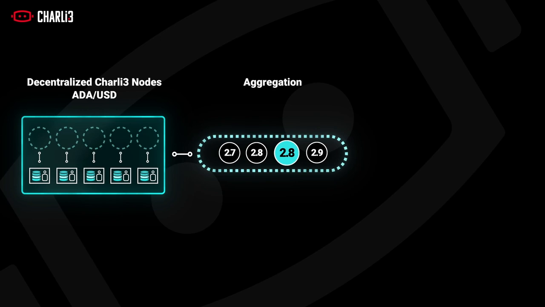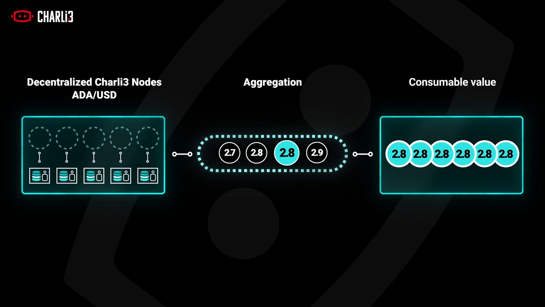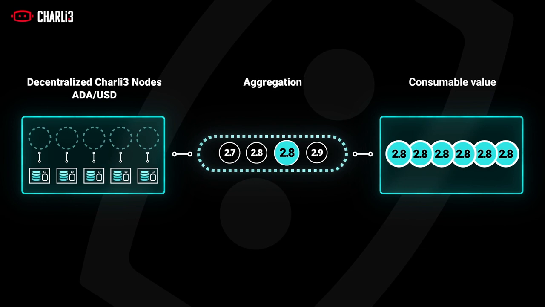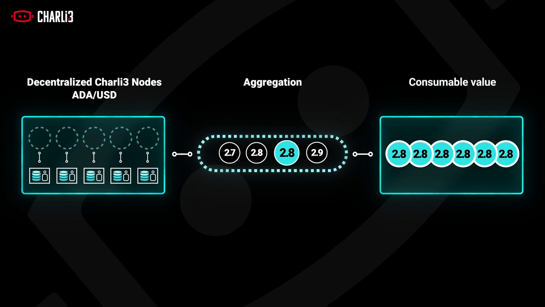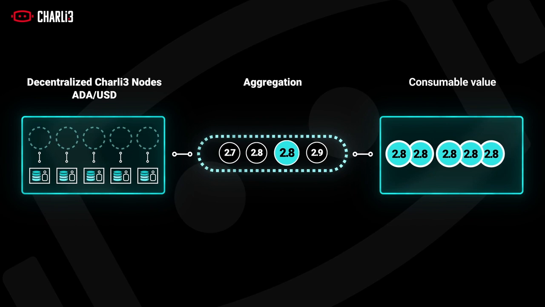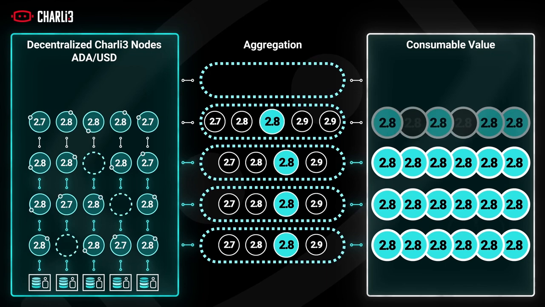Once the aggregation is over, a new data value is produced, in this case the ADA price that all the Charli3 nodes can agree upon. This value is stored in multiple independent UTXOs that are ready for consumption by the feed users, for example, a decentralized exchange that needs the current price of ADA in US dollars. Storing the Oracle output in multiple UTXOs in this manner helps us to avoid throughput issues, as each UTXO is available to serve as a separate transaction within the same block. This process repeats itself over and over again for each individual Charli3 Oracle feed on the blockchain, with Charli3's decentralized nodes serving each of them.